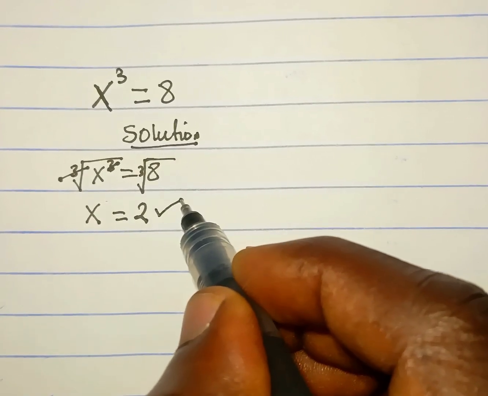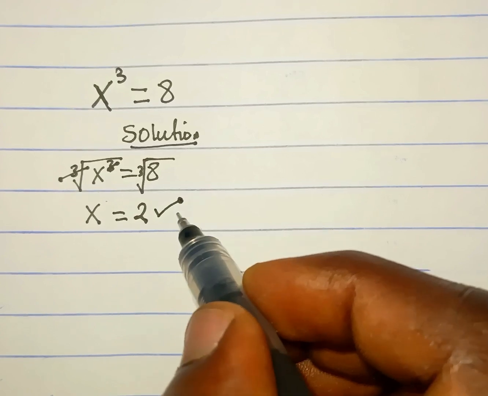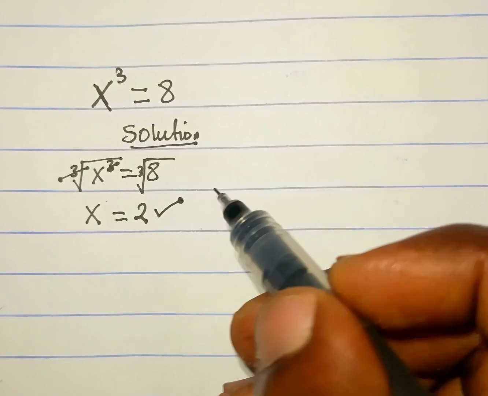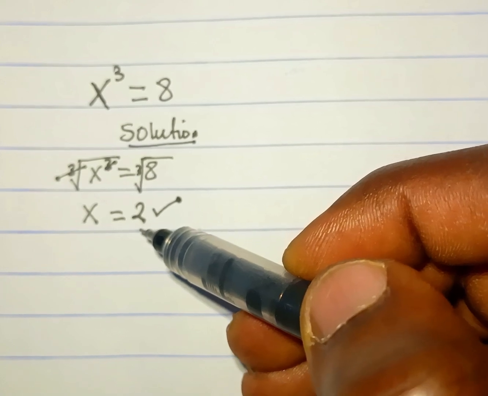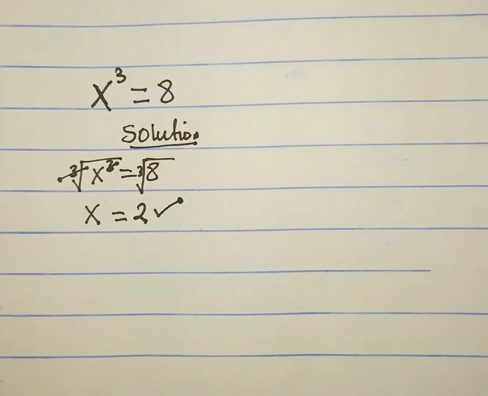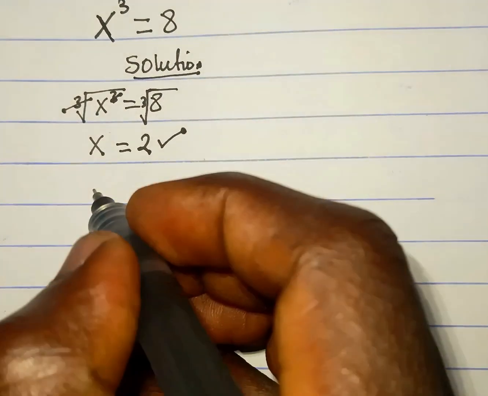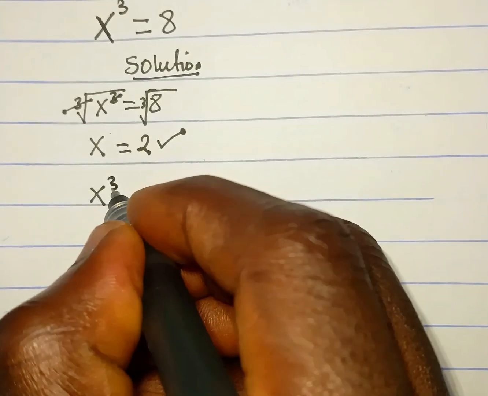2 is the solution, right? But how are you going to get the remaining two solutions when you do this? And remember, this is a cubic equation. Our expectation is to get 3 solutions. Now, to do this perfectly and get your 3 solutions, all you need to do is this.